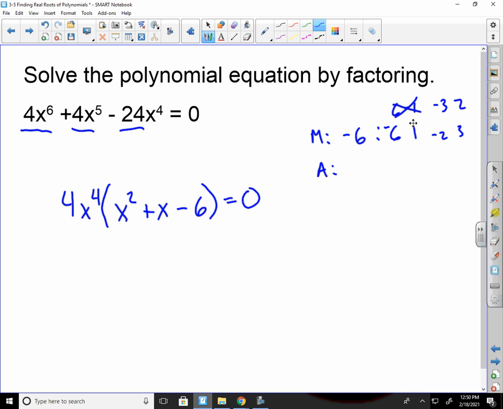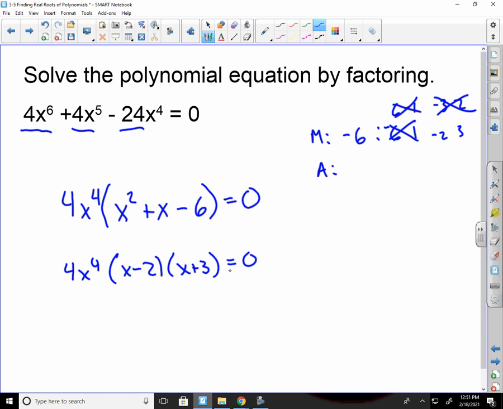Here I have negative 6 and 1. That multiplies to give you negative 6. Add them together, it's negative 5. That's not a positive 1. Negative 3 plus 2 is negative 1. Negative 2 plus 3 is a positive 1. So I know that this is going to be x minus 2 and x plus 3. We also keep our 4x to the 4th in there.